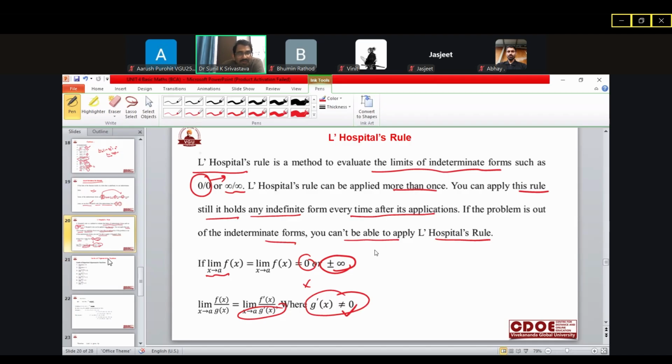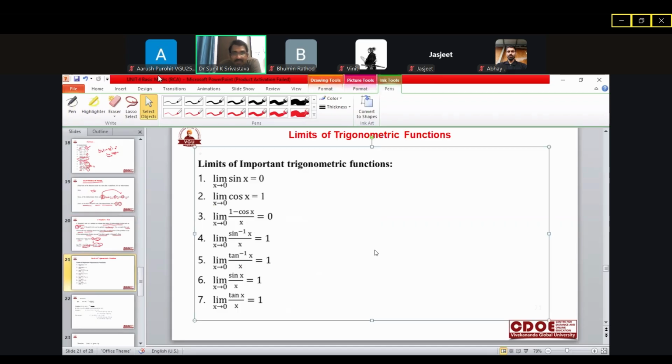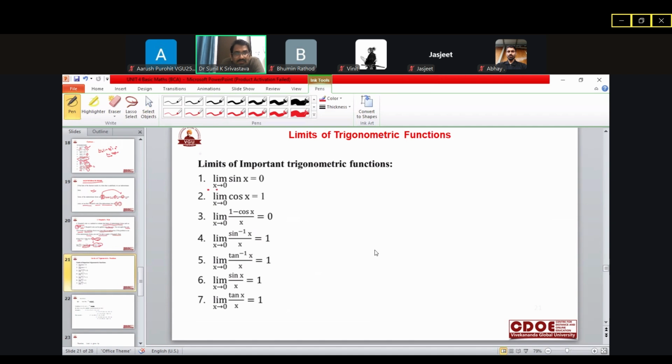Some important trigonometric limits. Limit of x tends to 0, sin x. Limit of x tends to 0, cos x. Limit of x tends to 0, (1 minus cos x) upon x. Limit of x tends to 0, sin inverse x upon x. Limit of x tends to 0, tan inverse x upon x. Limit of x tends to 0, sin x upon x.